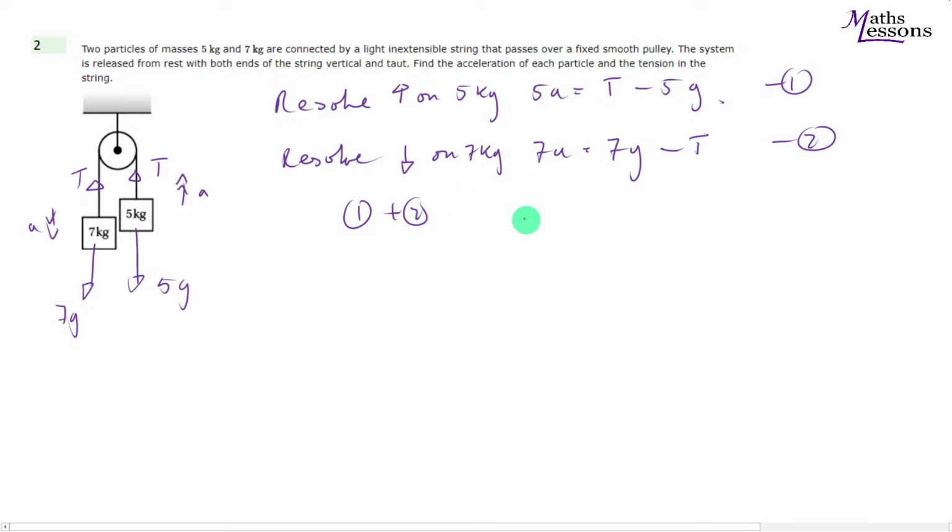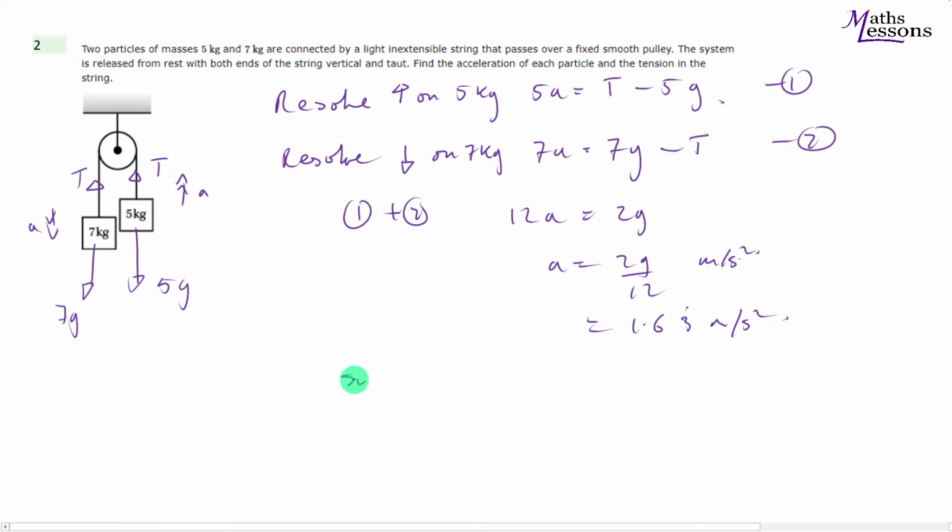So 5a plus 7a is 12a. T minus T is 0. Minus 5g plus 7g is 2g. a equals 2g over 12 meters per second squared. I think that comes out, if you've done it in decimals, 1.63 recurring meters per second squared.